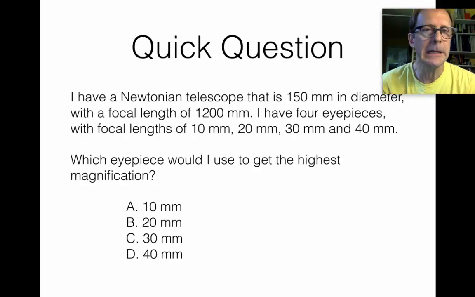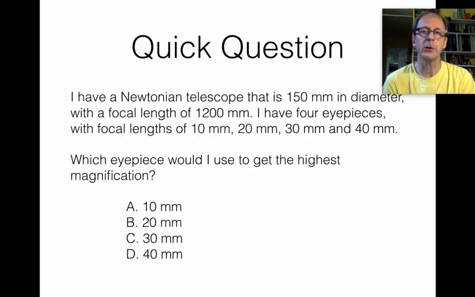I have a Newtonian telescope that is 150 millimeters in diameter with a focal length of 1200 millimeters. I have 4 eyepieces, 10, 20, 30, and 40 millimeters focal length. My question to you is, which eyepiece would I use to get the highest magnification? Go ahead and hit pause as you think about it.